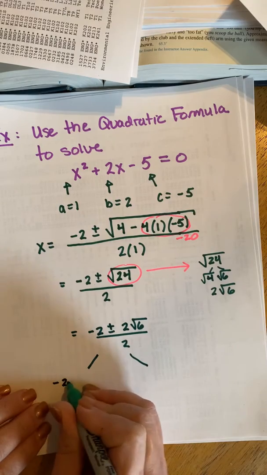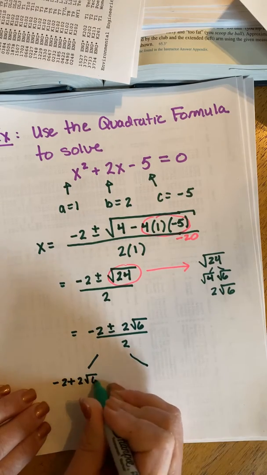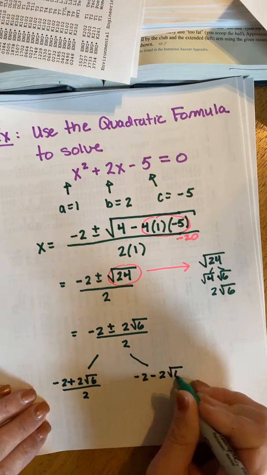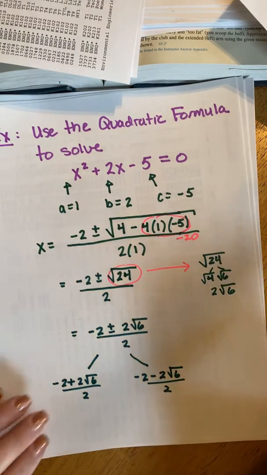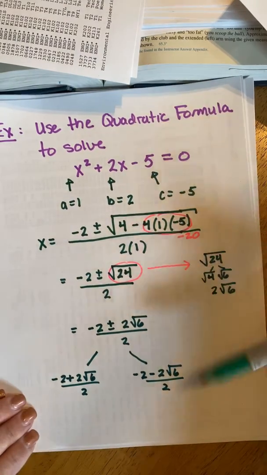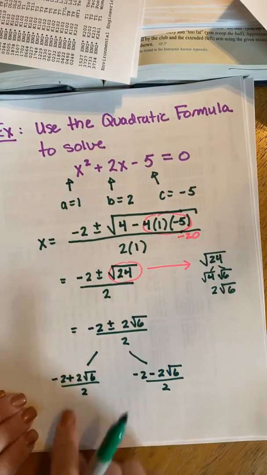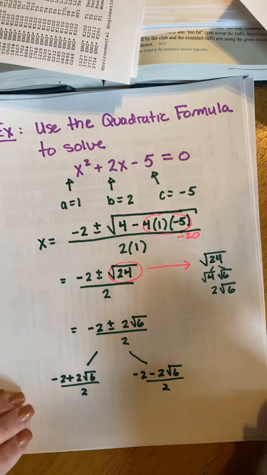We have negative 2 plus 2 square root of 6 over 2, and negative 2 minus 2 square root of 6 over 2. This just helps us to save some time and not have to write this twice, once for the plus part, once for the minus part. Now we have to go down here and simplify these.